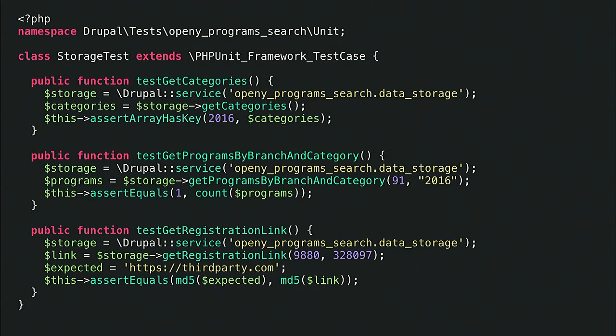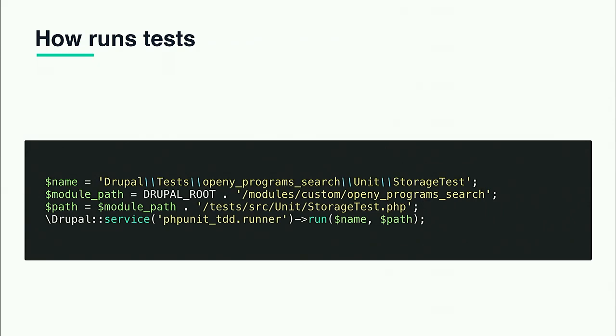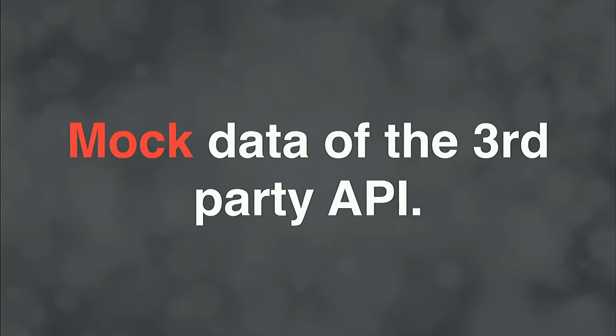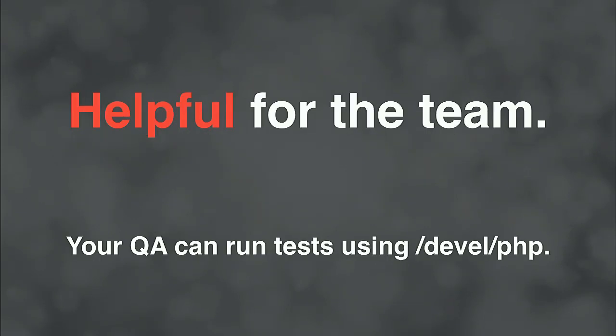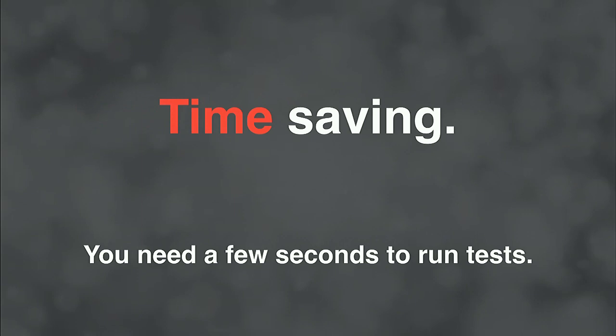And this is how we are doing this. This is the way we can run it. We can run it using Drush, or we can run it using just PHP code through Devel PHP. And with these tests, we can mock data from the third-party API. They can be helpful for the team because even your QA can run them using Devel PHP. It's time-saving because you need only a few seconds to run them instead of a behat run of 1 hour.